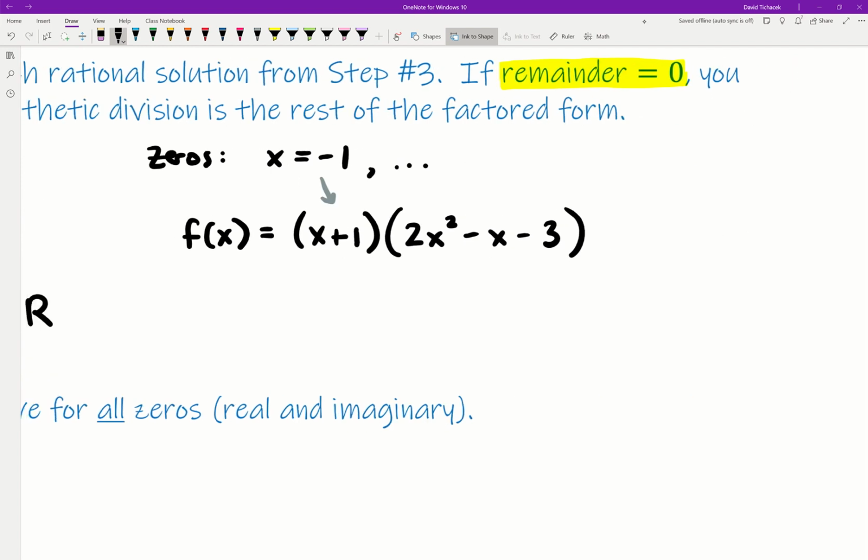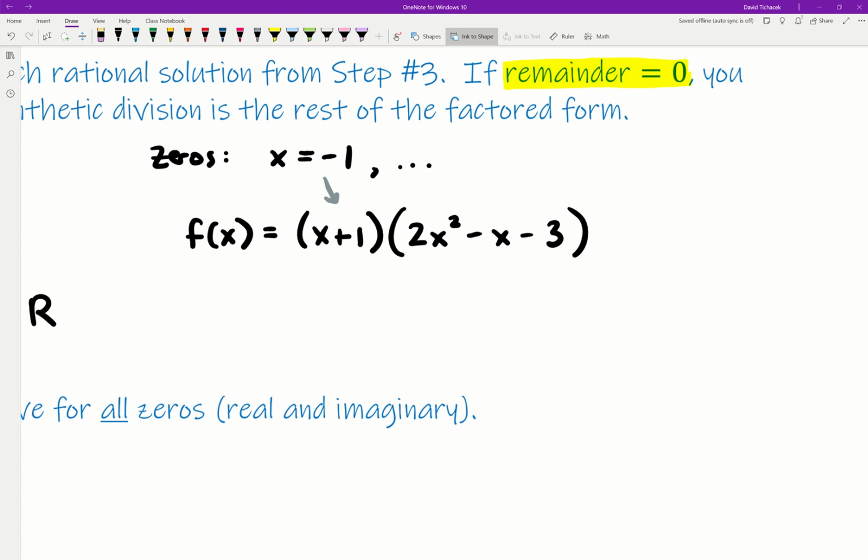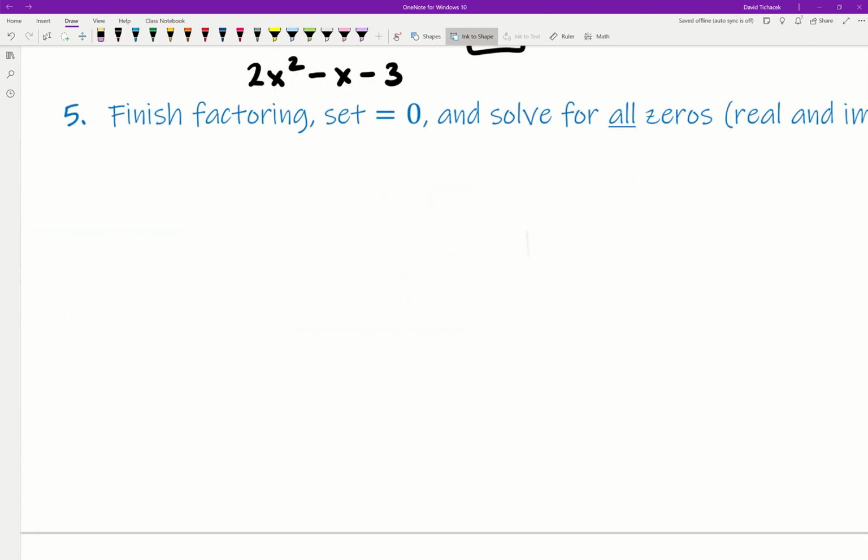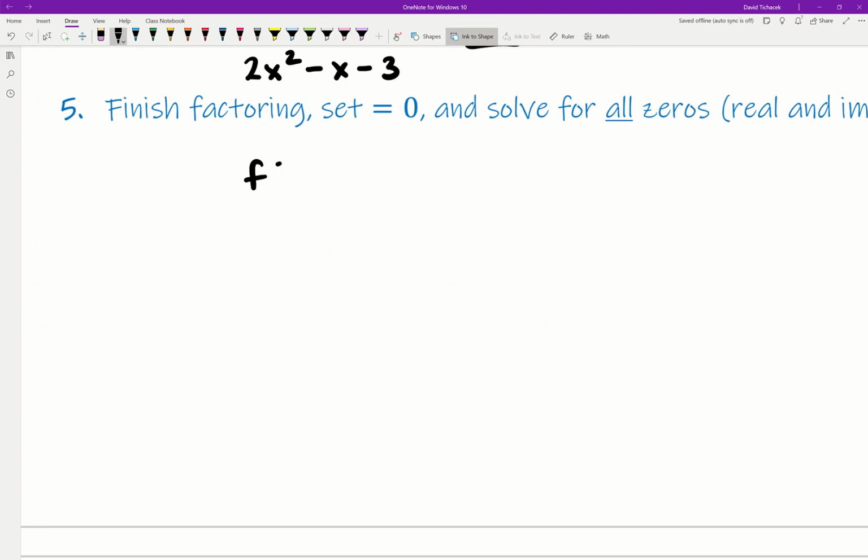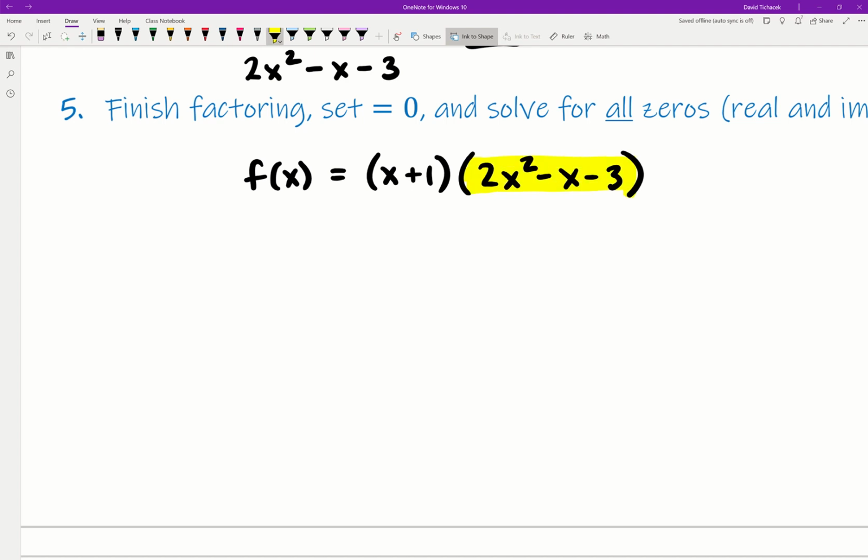So all these other zeros here, the dot, dot, dot, that will be what we get whenever we continue to factor what we've got here and then set it equal to 0 and solve, which is actually step 5. So step 5 says to finish up the factoring. So at this point, we've got f of x is equal to x plus 1 times 2x squared minus x minus 3. We're just going to continue to factor this by going back to our section P.4 notes and remembering how we might factor a trinomial like this, okay?